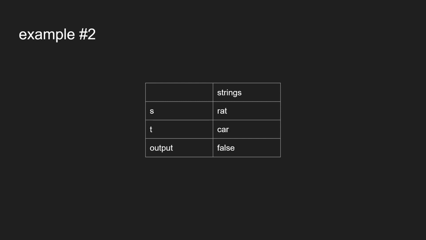In the second example, we have two strings, rat and car, and these are not anagrams because rat doesn't have a C and car doesn't have a T. So the output is false.